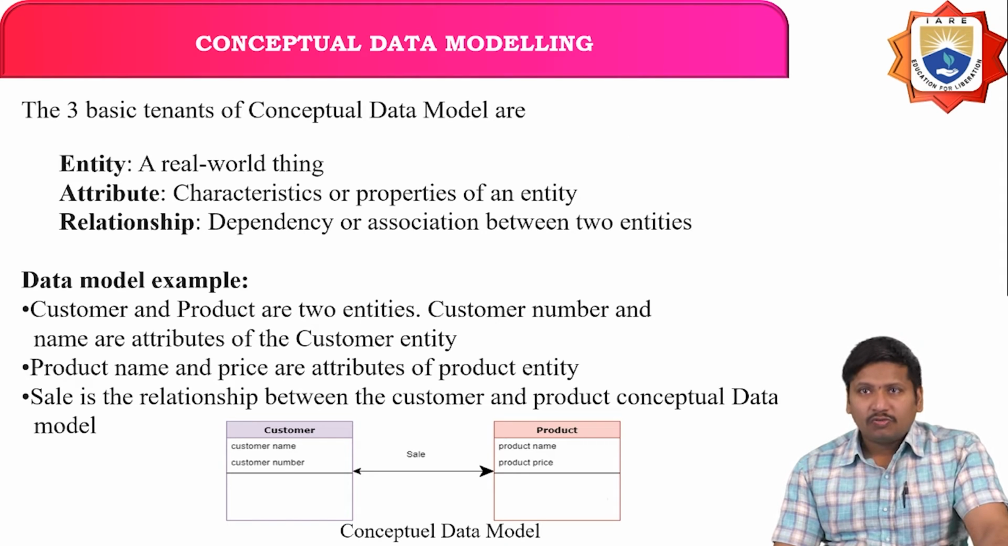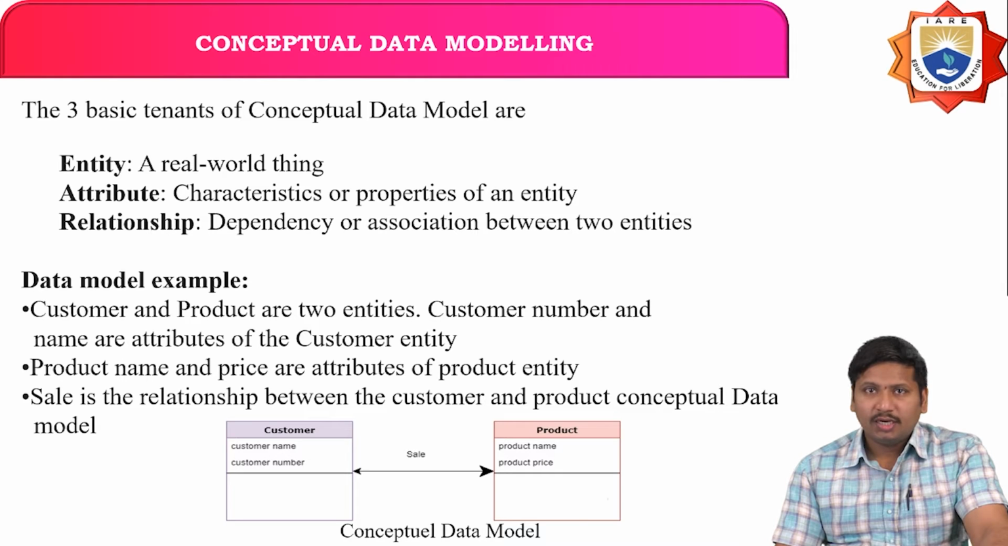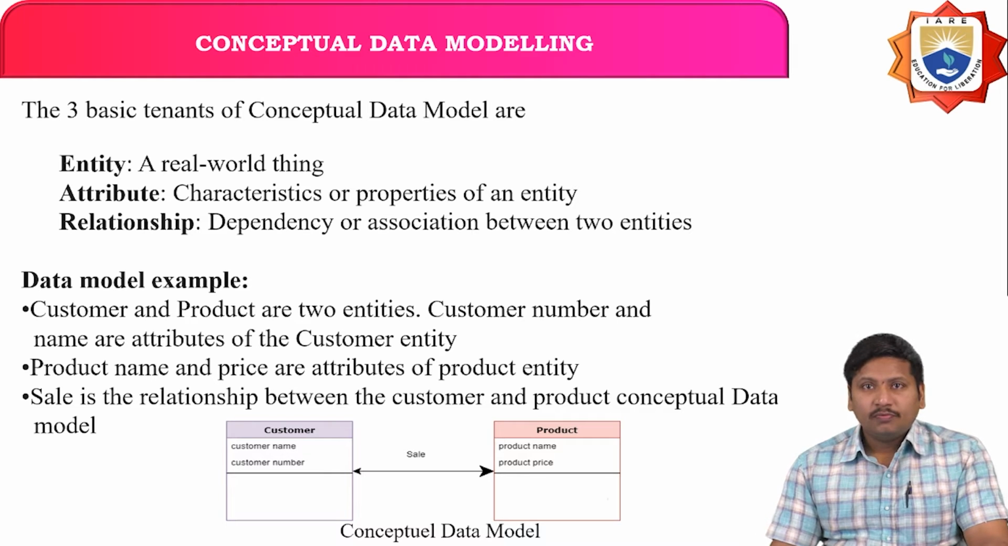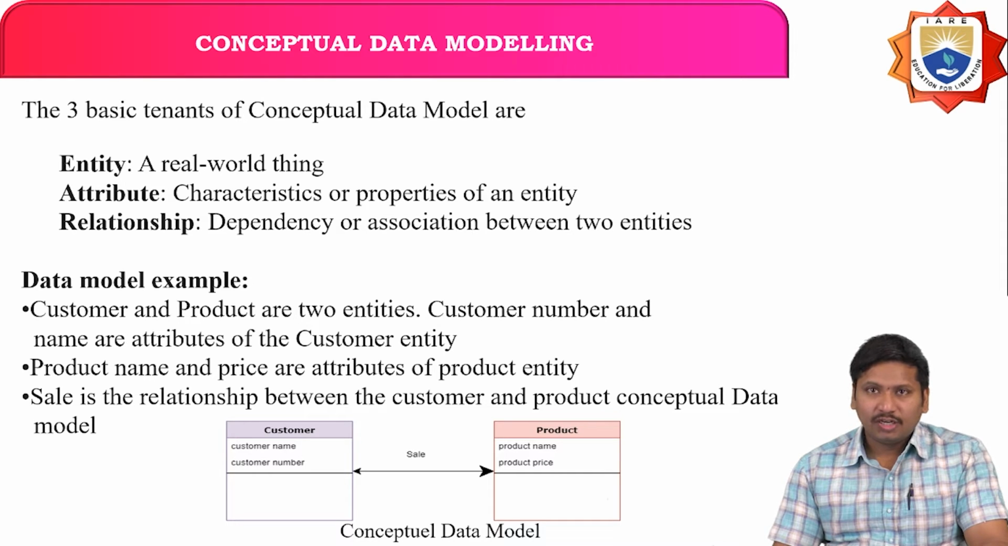So there are three elements of the conceptual data model. The first one is the entity, as I said previously, and then the attribute and the relationship. So first, what is an entity? An entity is nothing but a real world thing. Anything in the real world should be considered as an entity. An attribute is nothing but the characteristics or properties of that thing, of an entity. And a relationship may be a dependency relationship, or it may be an association between two entities.